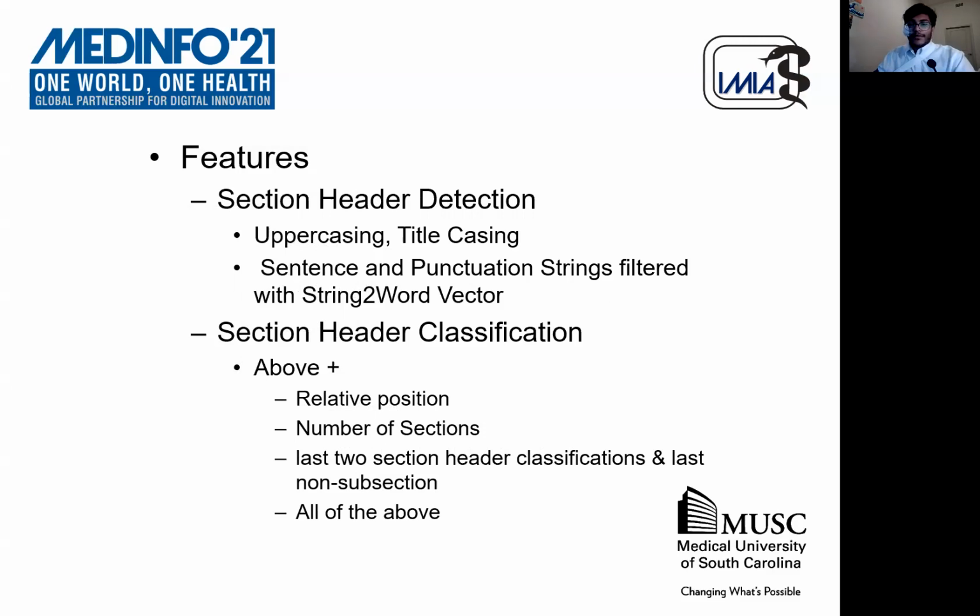The first set that we looked at included the base features as well as the relative position of the section header as a percent of the total sentences in the note. The second set included the base features as well as the number of sections detected in that clinical note. The third set included base features as well as the previous two section headers and the last non-subsection section header. Finally, the last feature set just included all of the features that we discussed.